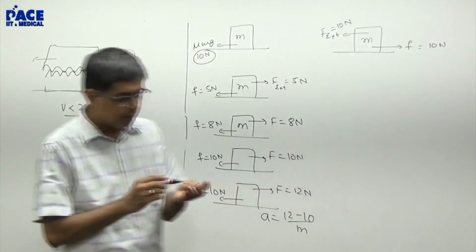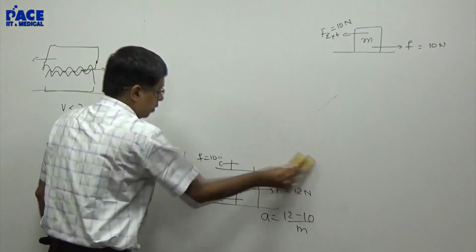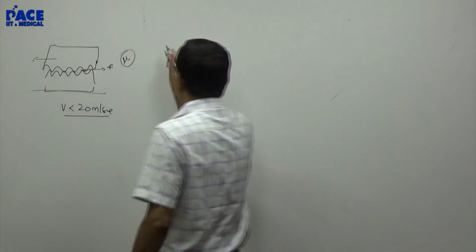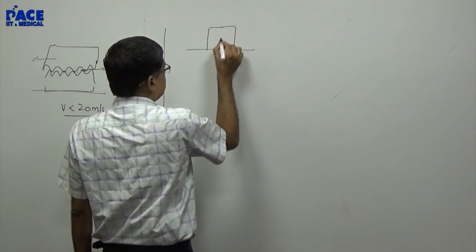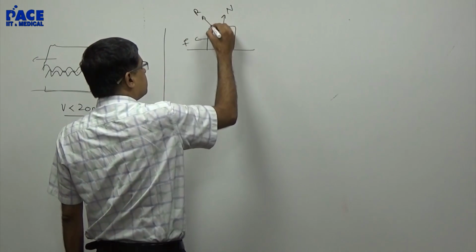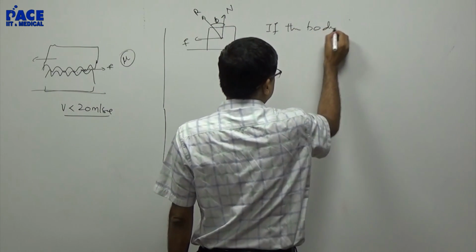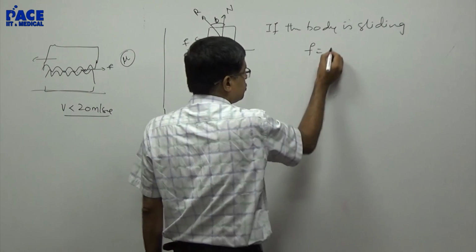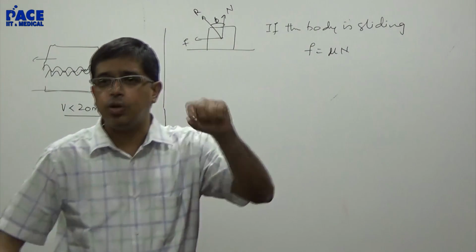Clear with the logic? Now, the second point here is, when you said contact angle, only if the body is moving: this is N, this is friction, this is R, this is phi. If the body is moving, rather the right word is sliding, then frictional force is mu N. If the body is not moving, frictional force can be any value between 0 to mu N.